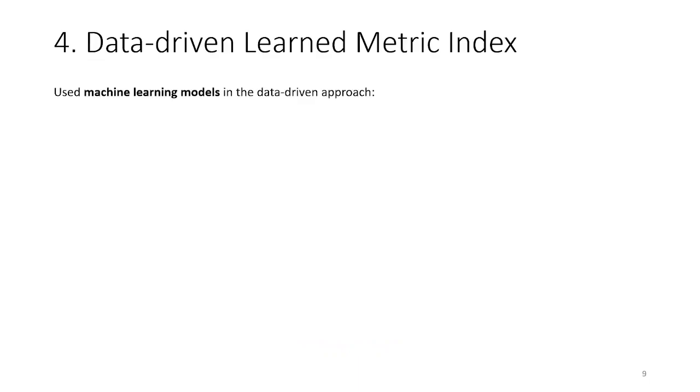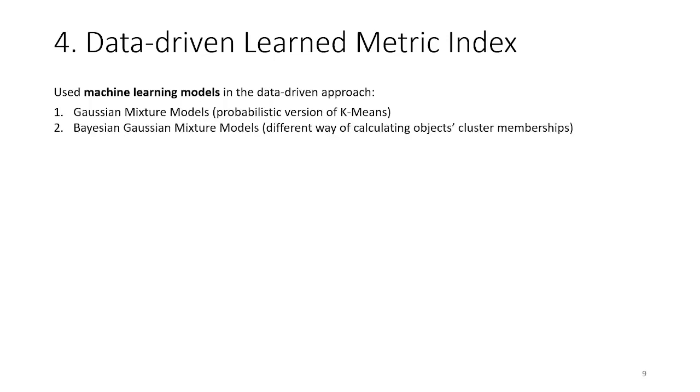So, the first model that we explored for this task was the Gaussian mixture models, or GMM for short. This is a clustering algorithm that works similarly to the well-known k-means, but instead of hard cluster assignments, it is using a soft probabilistic version of them, assuming that each data point could have been generated by any number of its Gaussian distributions with a given probability. So it can cluster the data in an unsupervised way, and we can get discrete probability out of it to be used in the searching phase. The second model is the Bayesian variation of the GMM model, which has a different way of calculating objects cluster memberships, but otherwise it works in exactly the same way.